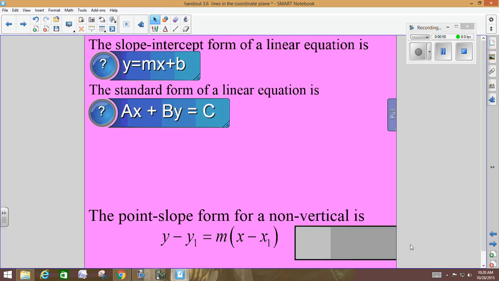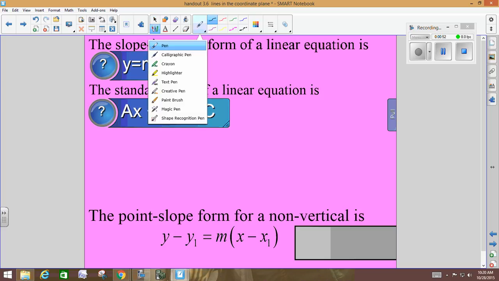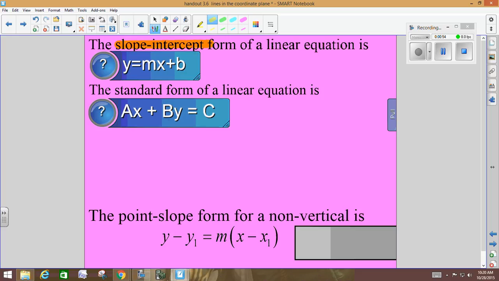Slope-intercept form comes from what's in the equation. The slope, remember, is always the m value. The intercept is our b value. It's the y-intercept, which means it's where it crosses the y-axis. Slope-intercept has the slope and the intercept in it.